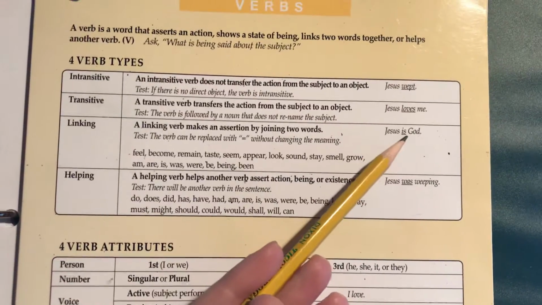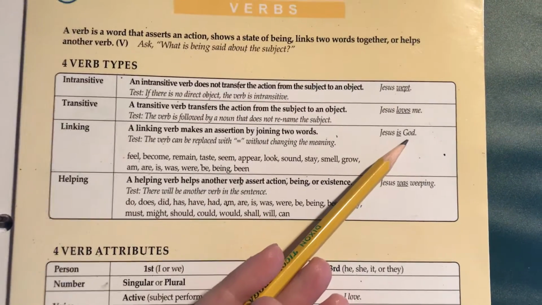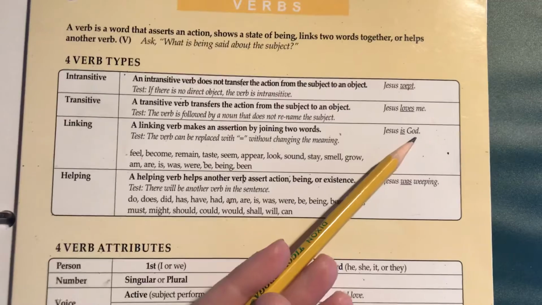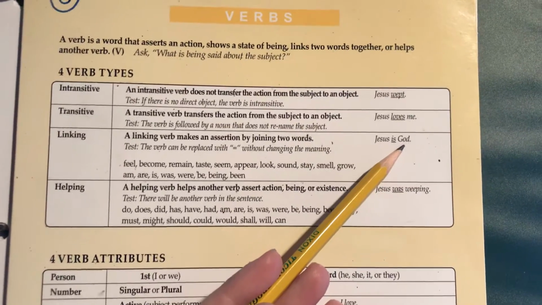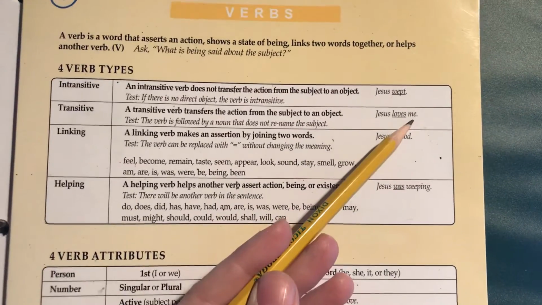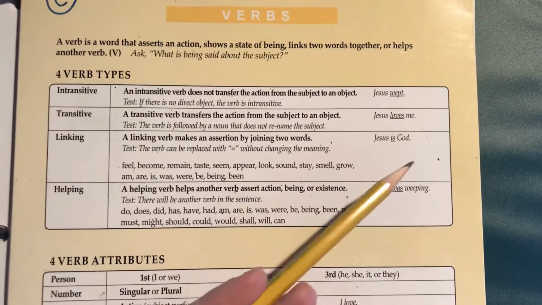You could replace that verb, is, with an equal sign without changing the meaning of the sentence. So does Jesus equal God? Is that the same as saying Jesus is God? Yes. So in that case, that noun will be a predicate nominative, whereas this pronoun will be a direct object.